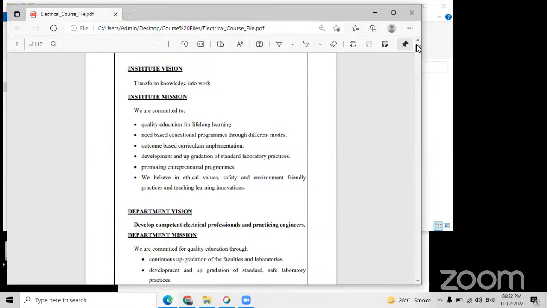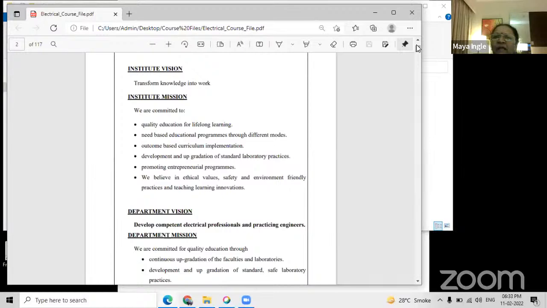Number 1, mentor-mentee. See, madam, every college has its own way to assign the number, because it depends upon intake.